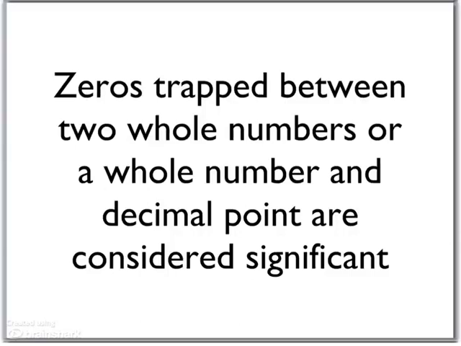Now, as far as 0 goes, zeros have a couple of rules that you have to follow in order to figure out if they're significant or not, because they're not always significant. The first rule for 0 is that if it's trapped between 2 whole numbers, or a whole number and a decimal point in that order, you would consider it to be significant.